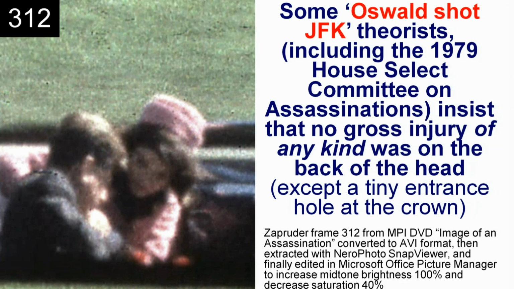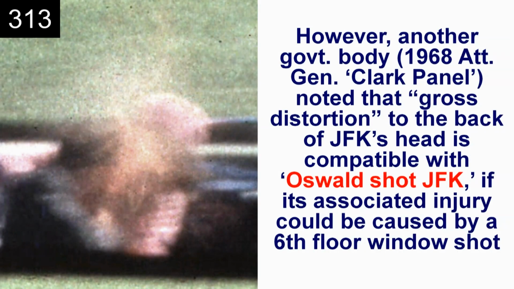Some who believe that Lee Harvey Oswald shot JFK say that no gross injury existed on the back of the head. However, an official government committee that concluded Oswald shot President Kennedy also said that the autopsy photos show a gross distortion of the back of the president's head.